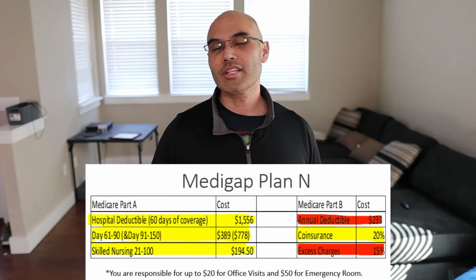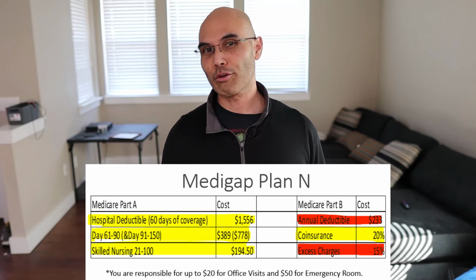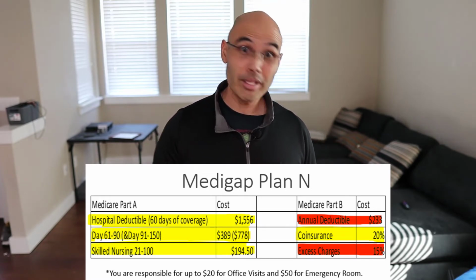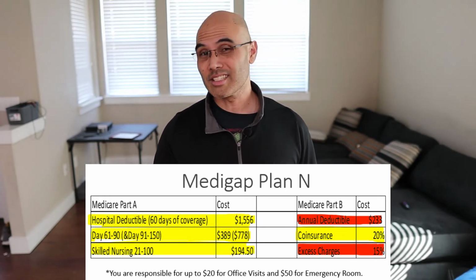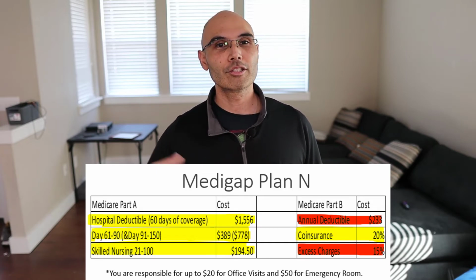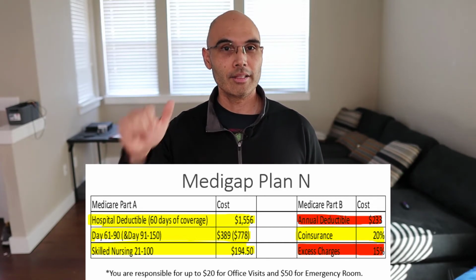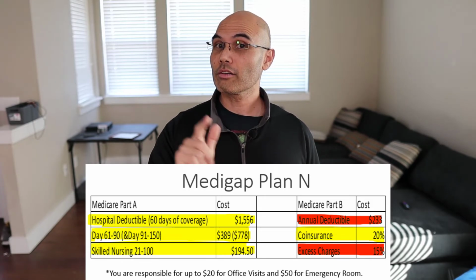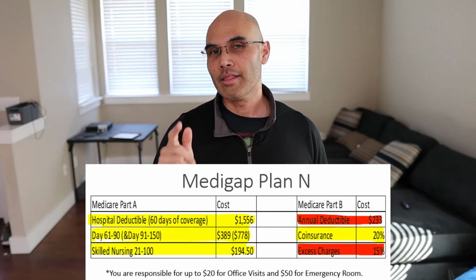Now, you could save a little bit of money by choosing a Plan N. The Plan G and Plan N savings is anywhere between $20 to $40 per month. So if that is something that is meaningful to you, that $20 to $40 in savings, and you are willing to take on the additional risk of excess charges and the $20 copay at the doctor or the $50 copay at the ER, that might be in your best interest.